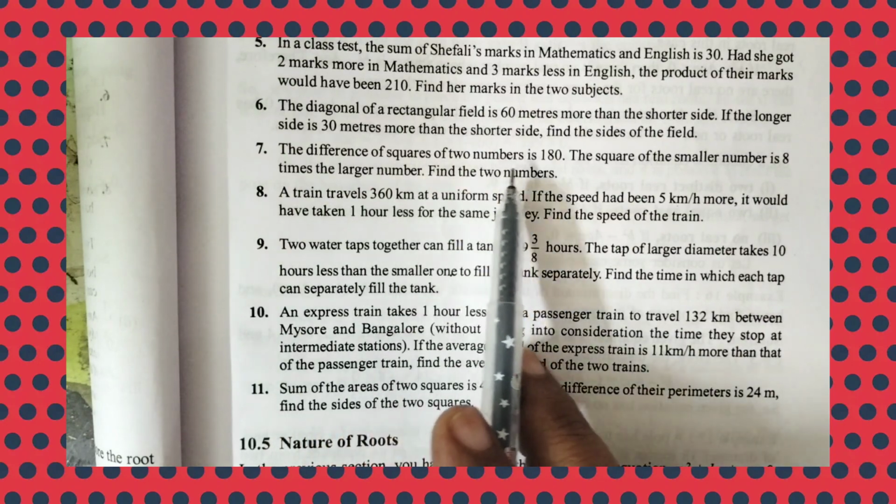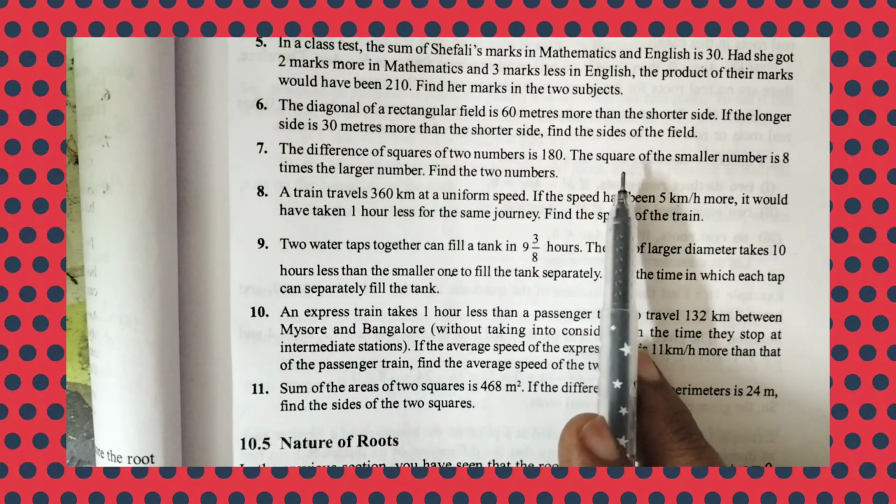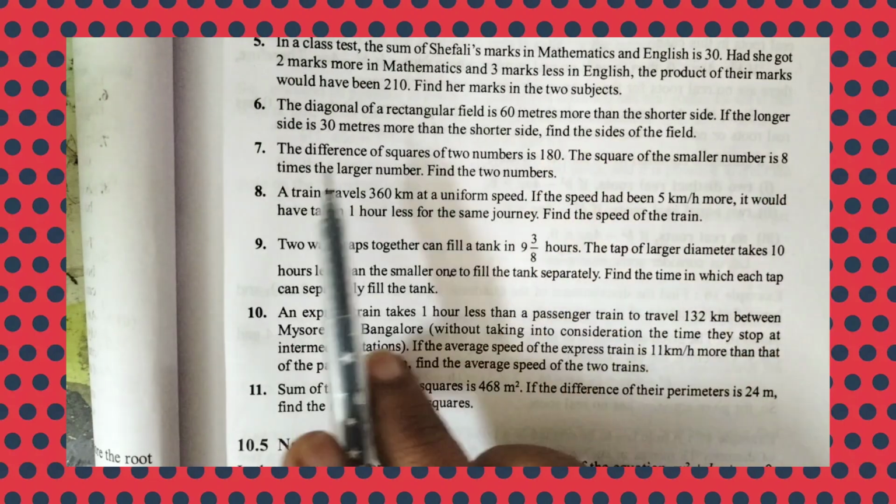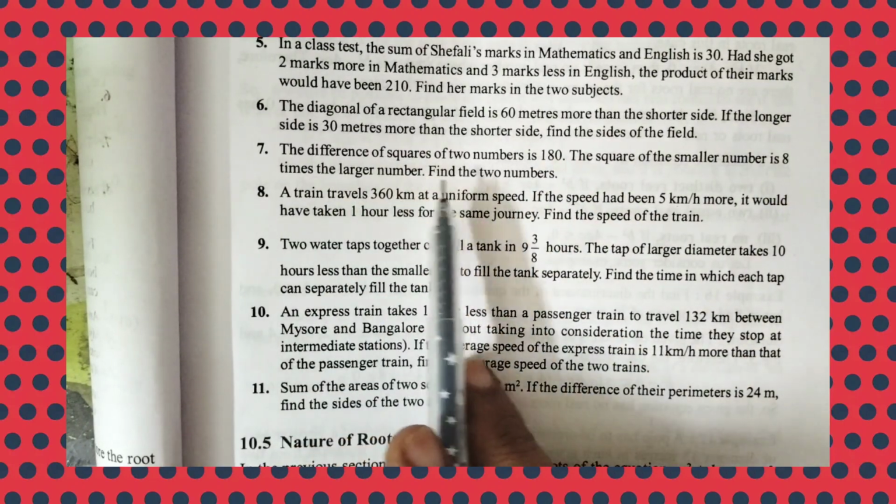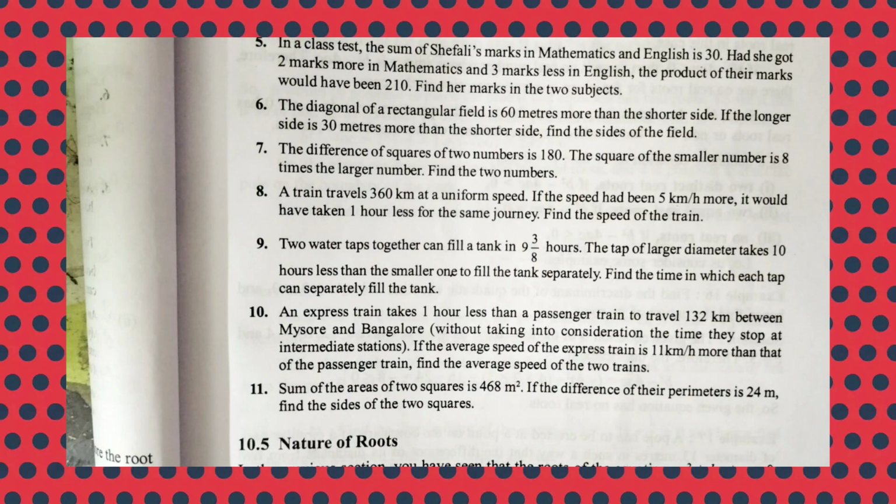The difference of squares of two numbers is 180. The square of the smaller number is 8 times the larger number. So find the two numbers. So now let us answer this question.